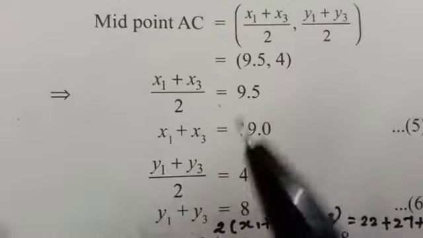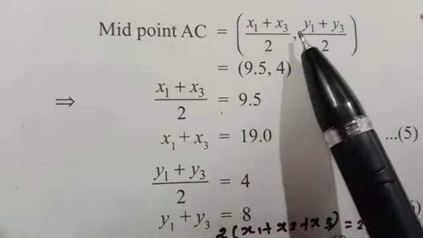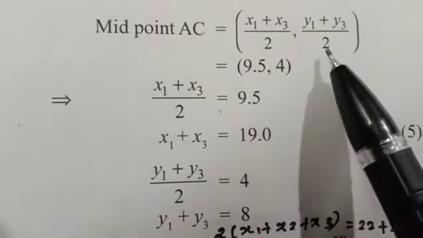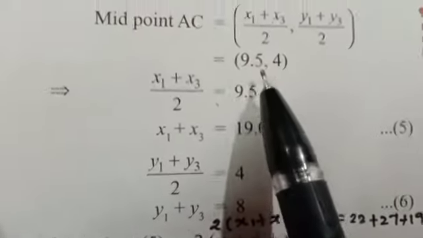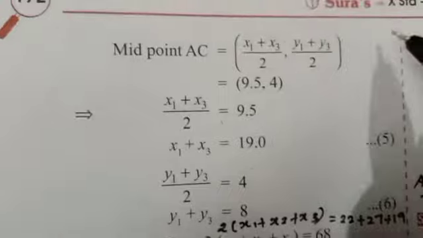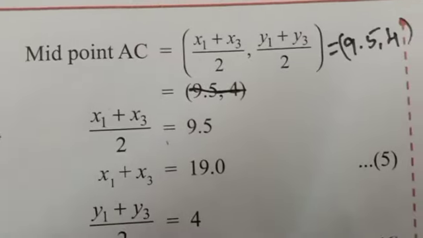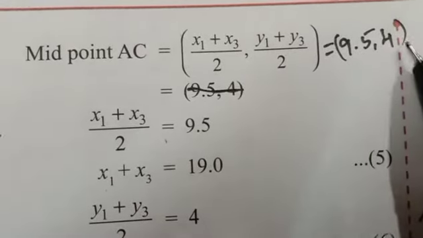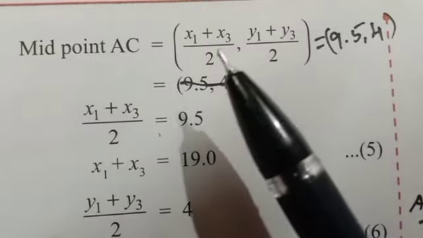Students, next we have to find the midpoint of AC. That is (x1 plus x3)/2, comma (y1 plus y3)/2, which is equal to (9.5, 4). Otherwise, you have to use the formula equal to the given midpoint. Now you have to compare the coordinates.